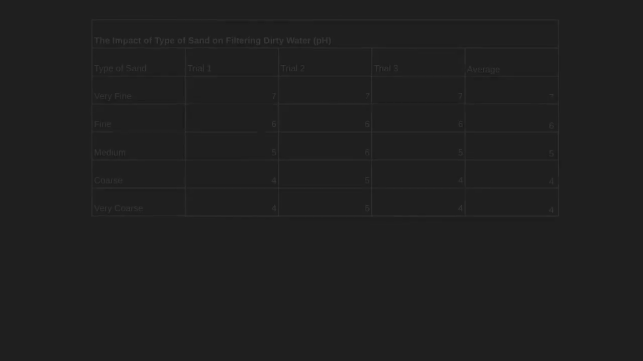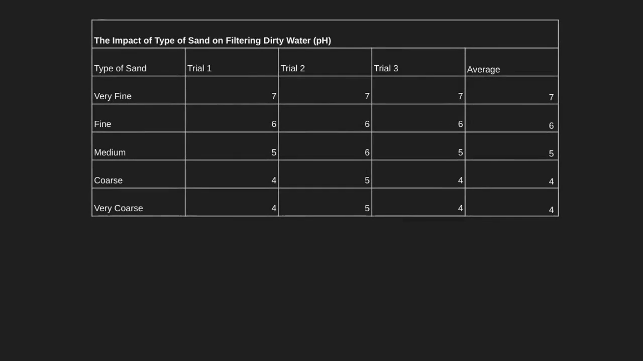My data. My data is right here in this data table. As you can see, the very fine sand did the best job of filtering the water. As aforementioned, the original pH of the water was 4, and the very fine filter brought the pH all the way back to 7.